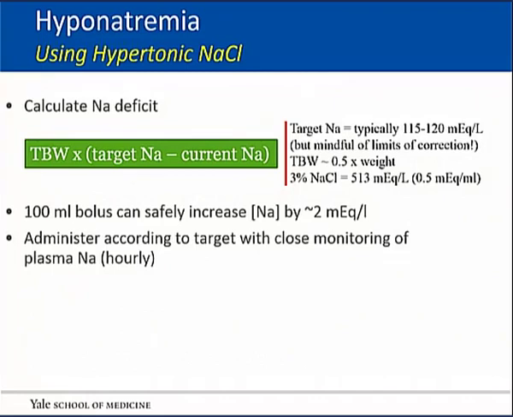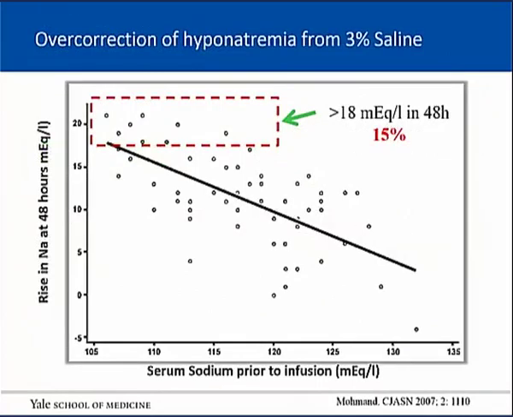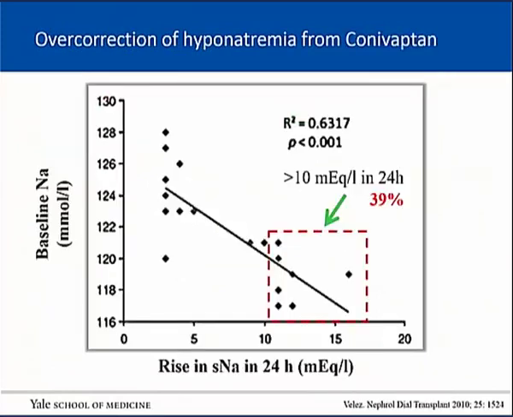Hourly is very difficult, but at least every other hour, so that you have an idea of which direction things are going, especially because you want to prevent overcorrection. There are 2 studies that show that using the conventional formulae, whether you're giving hypertonic saline, as in this slide, 15% overcorrected, or if you're giving conivaptan, 39% overcorrected. So the risk of overcorrection is significant. So we need to monitor it closely.